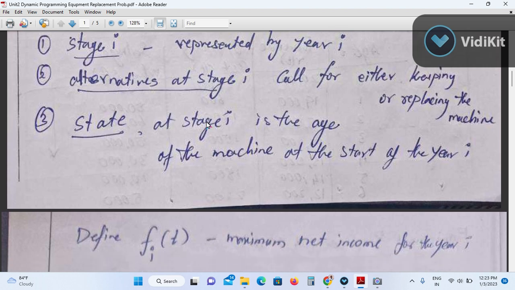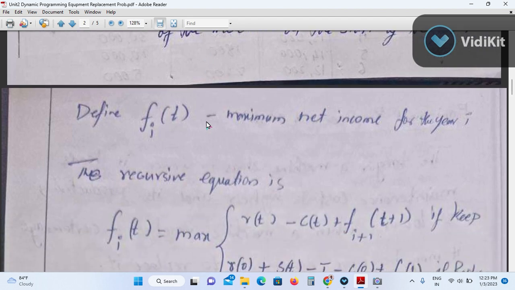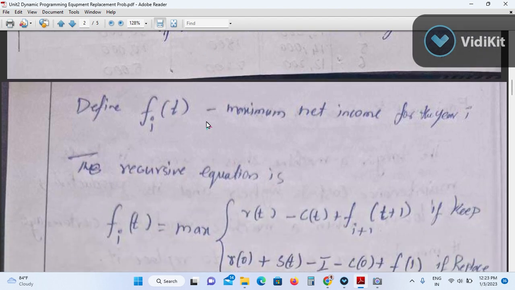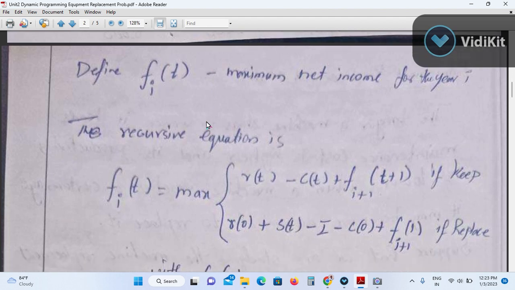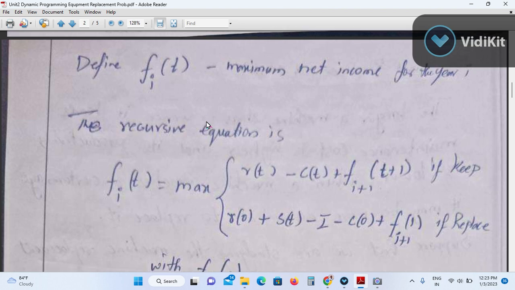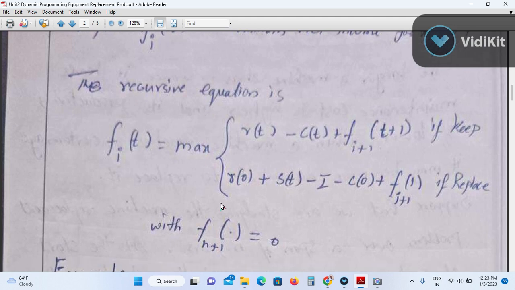Now, like in the previous application, here also we are going to talk about the recursive equation. Here the recursive equation is naturally the maximum net income from that particular machine, so that is f_i(t). So going for the recursive equation, I will put it in a more general form, but at the initial stage f_i(t) is nothing but the revenue minus the operating cost, plus some income from the following years. So that is f_{i+1}(t+1).